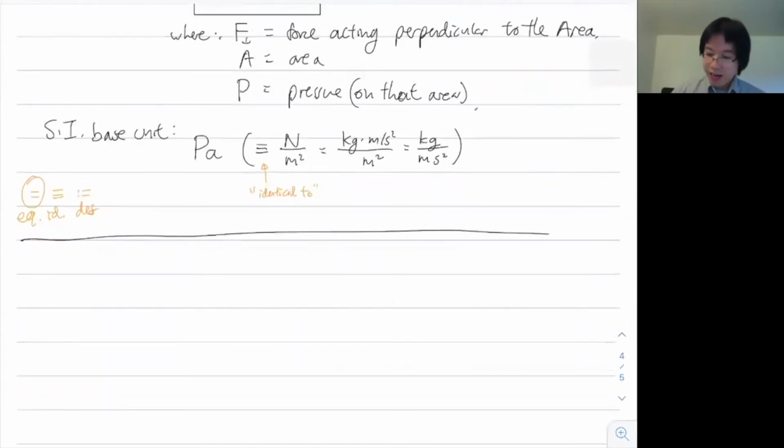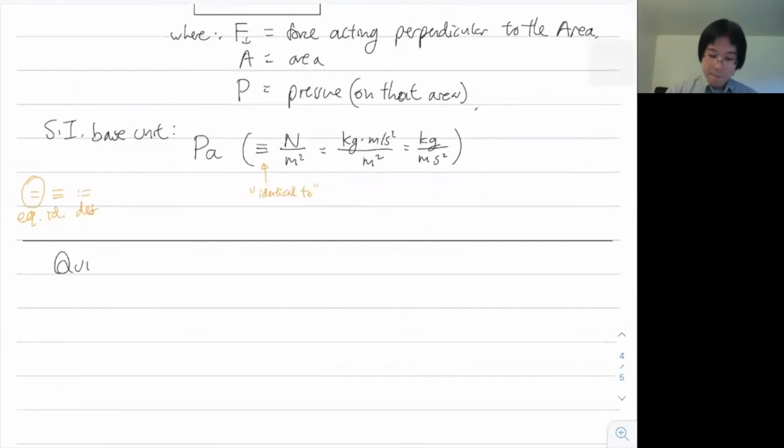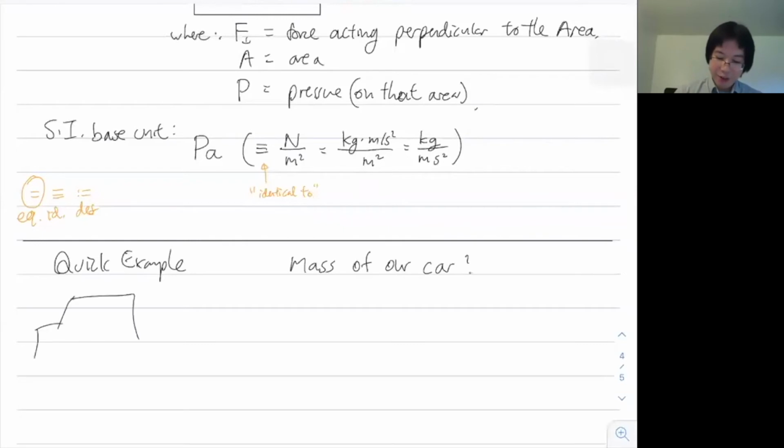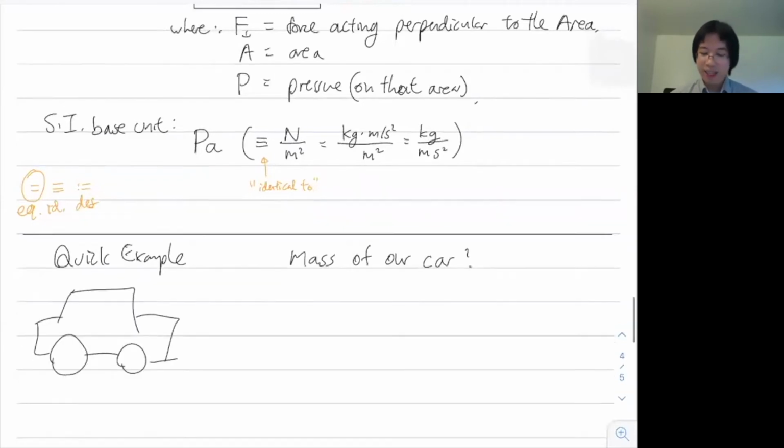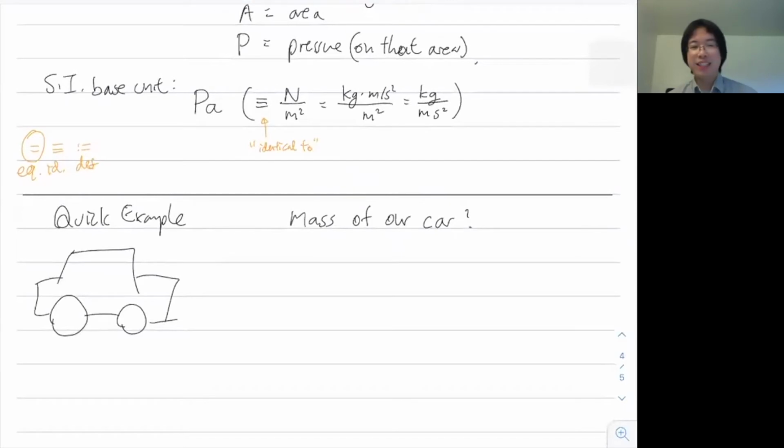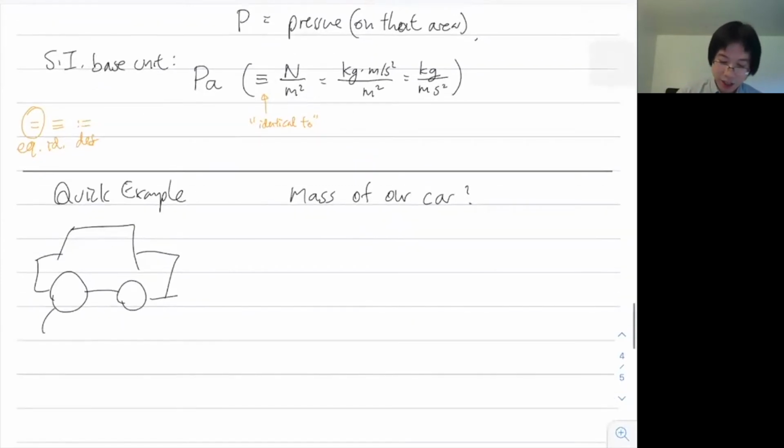Okay, so let's do a quick example. Let's try to find the mass of our cars. So imagine you have a car over here. Is there a clever way to find out how heavy it is? So here's a nice way to do it. If you look at your tire, it will actually tell you the air pressure inside the tire. And if it doesn't say, you can also plug a barometer into it, and the gauge will tell you that the standard is roughly 32 pounds per square inch, PSI.